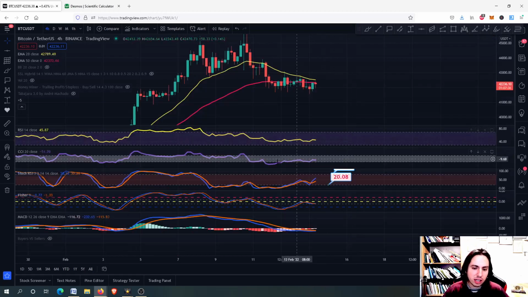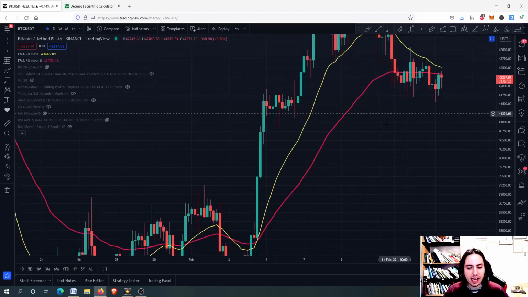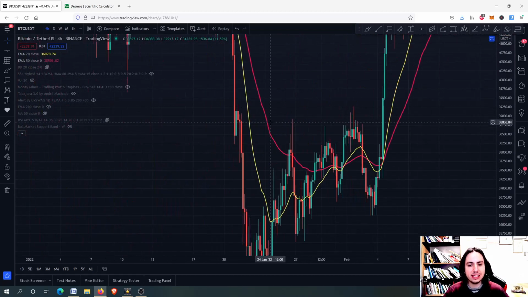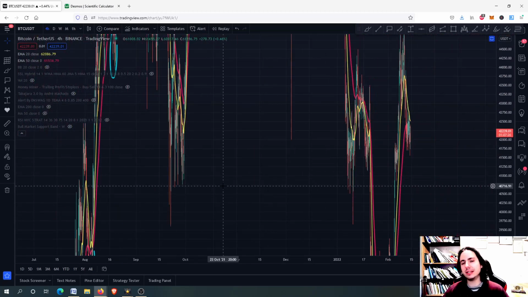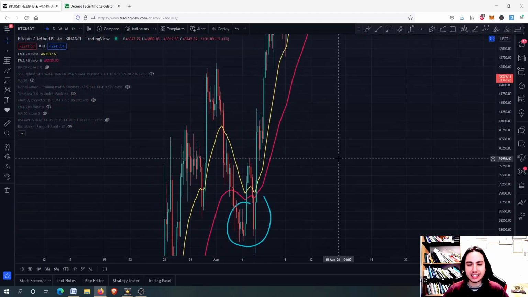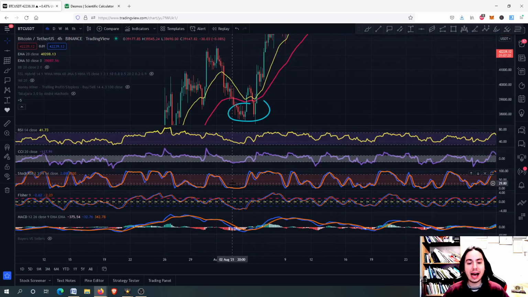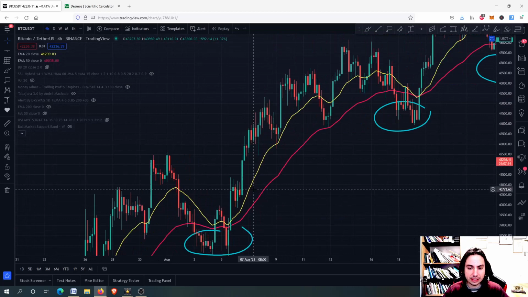Now, how can we combine this stochastic RSI with the 20-day EMA, and how can we know when the price is going higher? First of all, let's talk a little bit about the stochastic RSI. Stochastic RSI is very sensitive to the price action, unlike the other risk metrics. And what I mean by that is very simple.